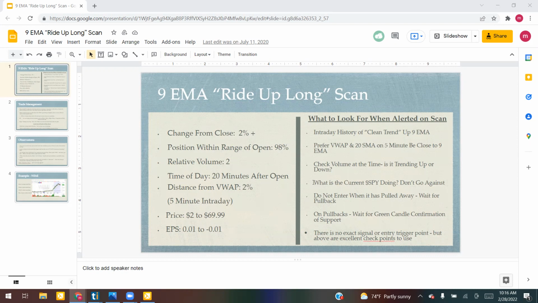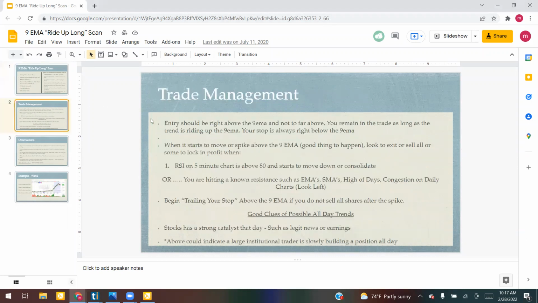And then understand that even if you took a couple of small losses on the 9 EMAs, it only takes one trend up for several hours to more than make up for those very small losses you should be taking. So I just wanted to mention that. Let's take a look at the next page, and we've already discussed some of it.